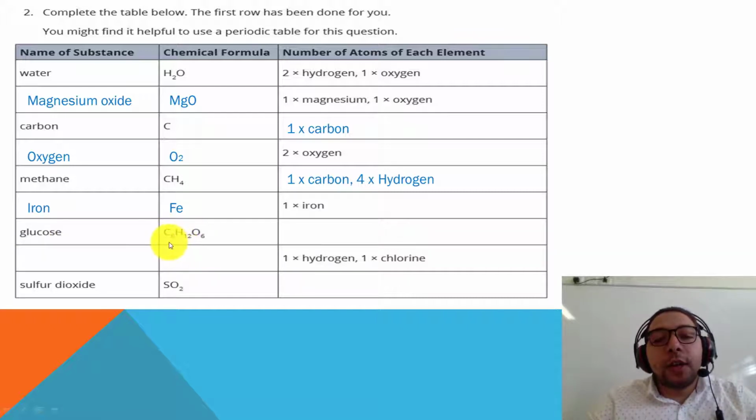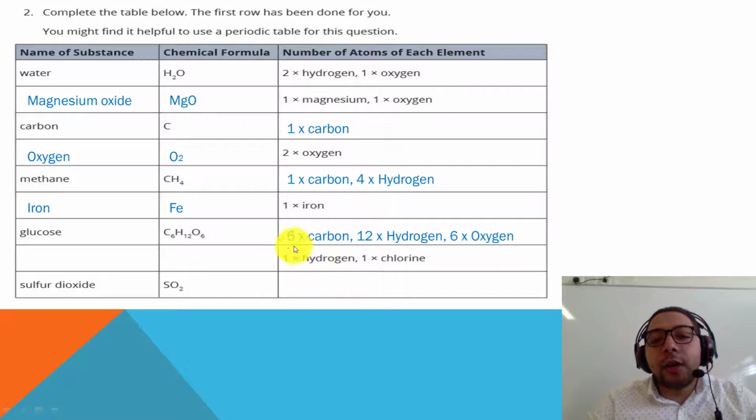Glucose consists of C6H12O6. So let's see the number of atoms per each element. C stands for carbon, and we have 6 copies of the carbon. Hydrogen has 12 written next to it, so we have 12 atoms of hydrogen. Oxygen has 6 written next to it, so we have 6 oxygen atoms. So we have 6 carbons, 12 hydrogens and 6 oxygens.